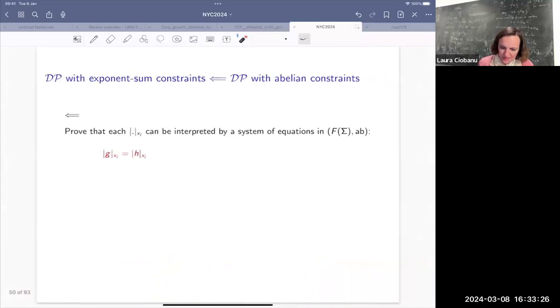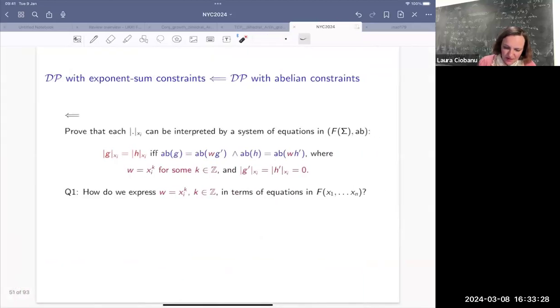So let's see this again. So again, I'm trying to look at when the exponent sum of xi in G is the same as the exponent sum of xi in H, and I express it in terms of two things, in terms of abelianization, where W is a power of xi, and these G prime and H prime have exponent sum 0, like that. So this bit here, can we interpret that in terms of equations?